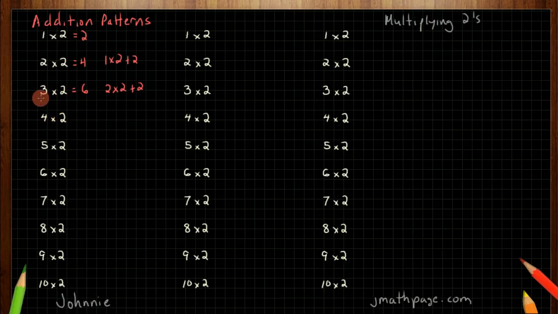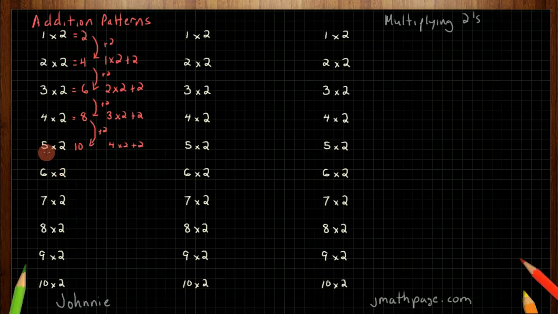4 times 2 is the same as 3 times 2, and 1 more 2, right? So 3 times 2, and 1 more 2. So 3 times 2 is 6, and 2 more will give us 8. We're always adding 2 more each time. So you can see how it's growing by 2's, right? Plus 2 each time. So we know the next one, 5 times 2, is the same as 4 times 2, and 2 more, which means it's going to be 8, and 2 more, giving us 10.